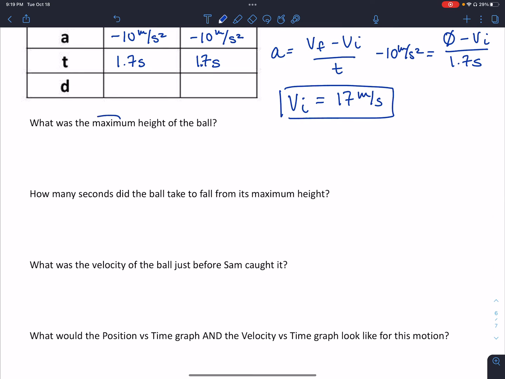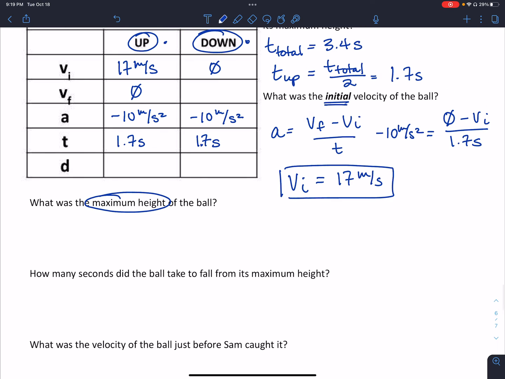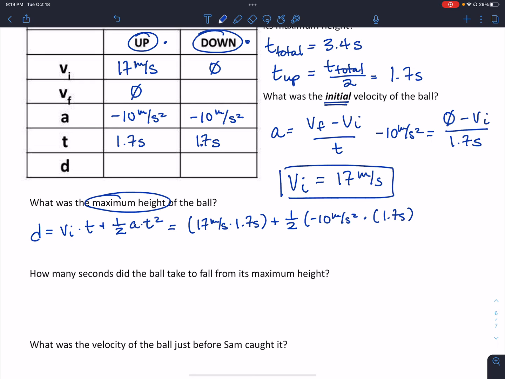Then we look at what is the maximum height. Again, sticking with the upside, we know that distance equals v initial times time plus 1/2 a t squared. We have all this information, so we plug everything in: 17 meters per second times 1.7 seconds plus 1/2 times negative 10 meters per second squared times 1.7 seconds squared.